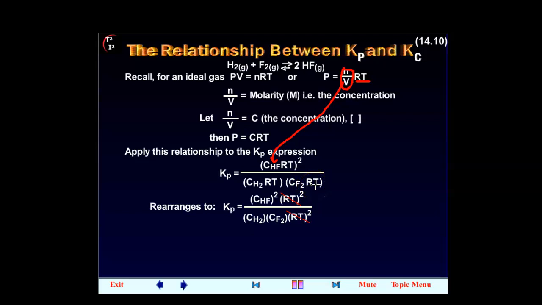But mind you, the RT is going to cancel out later on because you have RT at the top, RT at the bottom. So they're going to cancel out. Because this is RT square, and then RT times RT is also RT square. So they're going to be cancelled out. That is why you have your K of P equals C of HF square over C of H2 times C of F2, which means your K of P is the same thing here like the previous concentration.